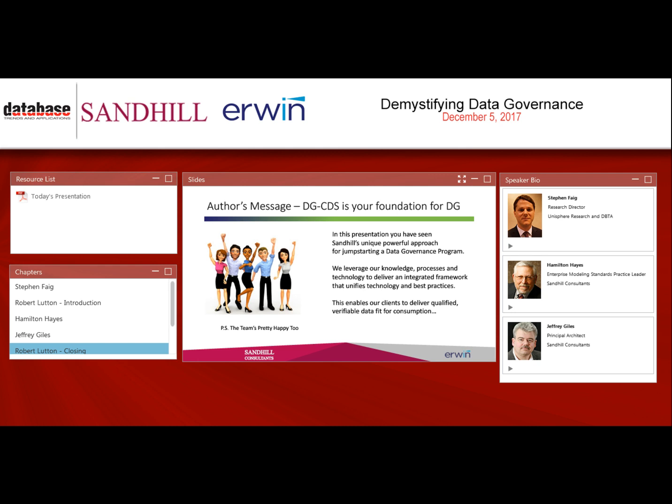So as we begin to wrap up this presentation, we hope that we've been able to provide some insights into demystifying data governance, leveraging Sandhill's and Erwin's unique and powerful approach. Our job is to leverage our knowledge, processes, and technology to deliver an integrated framework that pulls all your data governance needs and best practices together in one central place, allowing our clients to deliver qualifiable, verifiable data fit for consumption.